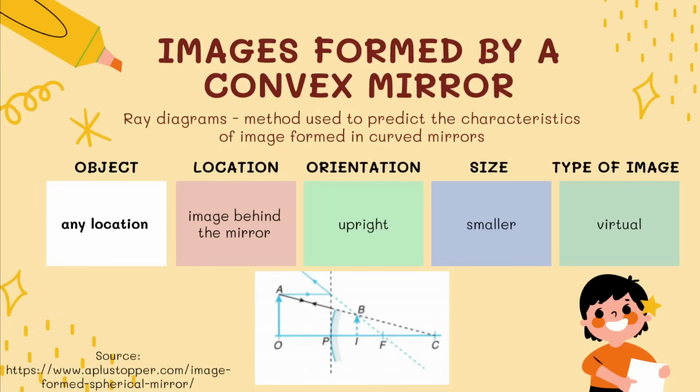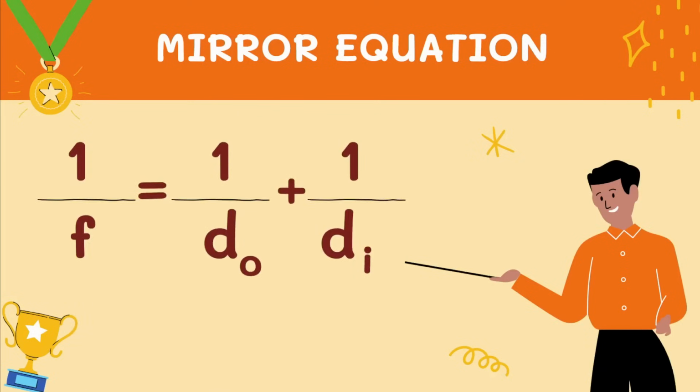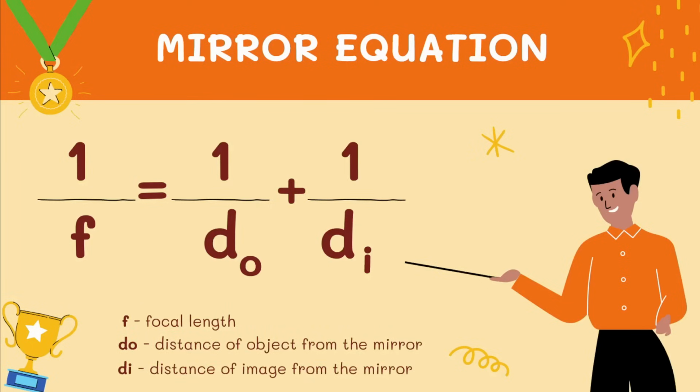So this time, I will be introducing two equations. First is the mirror equation. 1/f = 1/d_o + 1/d_i, where f is the focal length, d_o is the distance of the object from the mirror, and d_i is the distance of the image from the mirror.